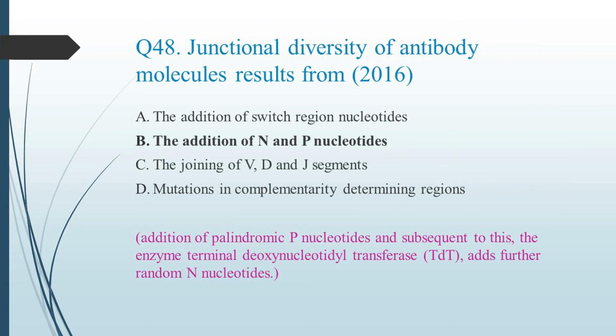Question number 48 is, junctional diversity of antibody molecules results from. So generation of junctional diversity starts as the proteins recombination activating gene 1 and 2, RAG1 and RAG2, along with the DNA repair protein, are responsible for single-stranded cleavage of the hairpin loop and addition of a series of palindromic P nucleotides. Subsequent to this, the enzyme terminal deoxynucleotidyl transferase adds further random N nucleotides. The newly synthesized strands anneal to one another but mismatches are common. So option B, the addition of N and P nucleotides, is the right answer.